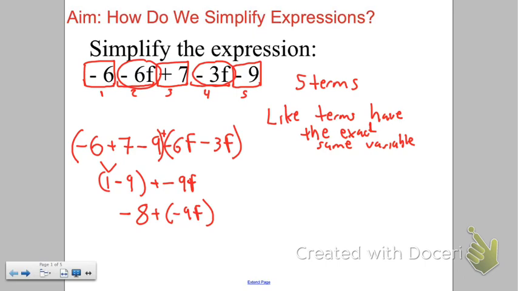Now, I'm going to rewrite this in what we call standard form. Standard form means the term with the variables come first. So I'm going to have my -9f, and then I'm going to have my -8. So this would be my final simplified answer.